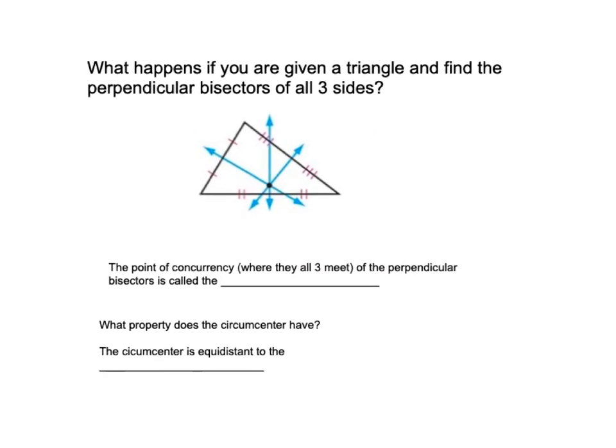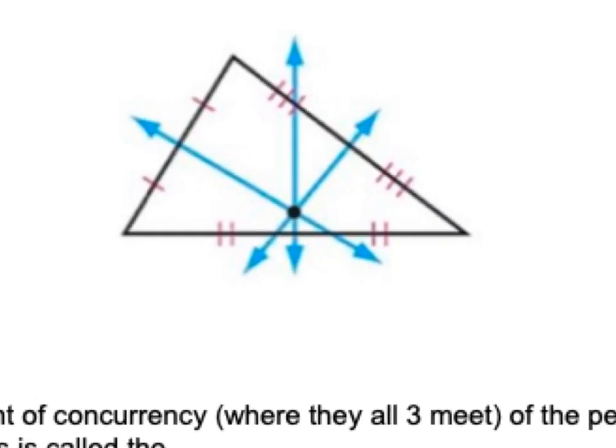Okay, so that's just a perpendicular bisector of a segment. Now, actually, what we're going to do in this chapter is start looking at what if we have a triangle and we find the perpendicular bisector of all 3 sides of that triangle. So if we look at this diagram right here, all of the blue lines are perpendicular bisectors.